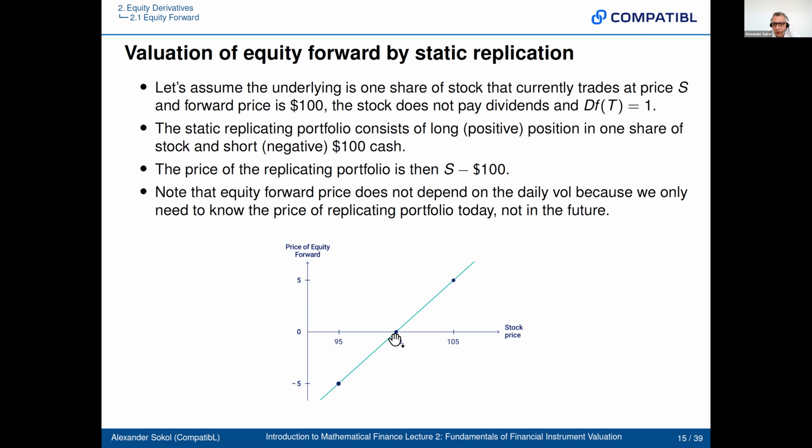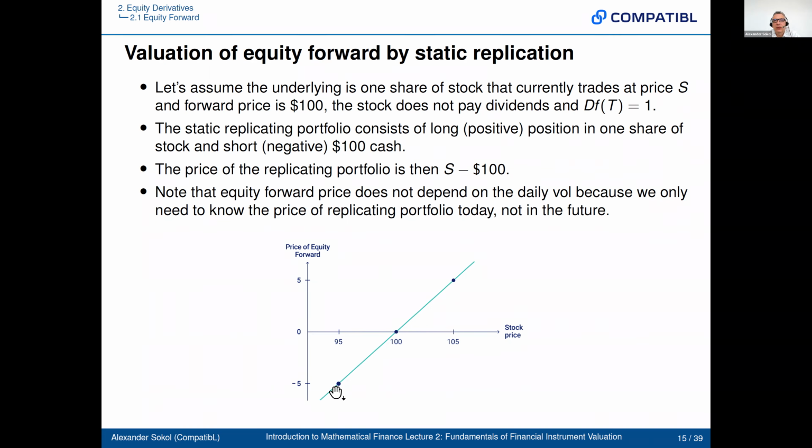So when the stock price today is 100, it costs nothing to enter into the forward, so the price is 0. If the price today is 105 or 95, then if it's 105, it's $5. Otherwise, it's minus $5, right? So $5 means that if you find someone to take over your position, they will give you $5.